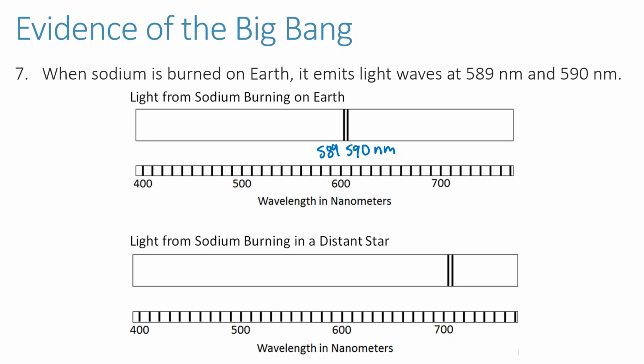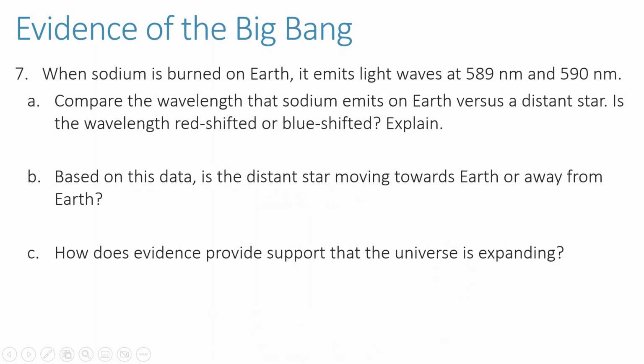589 and 590 nanometers. Now, if we look at the light from a distant star, we can see that star is still burning sodium because I see those characteristic two lines there. But what has happened to the wavelength? My wavelength has increased from around 600 to around 700. Go ahead and pause the video and take a couple of minutes to come up with some answers to question 7.